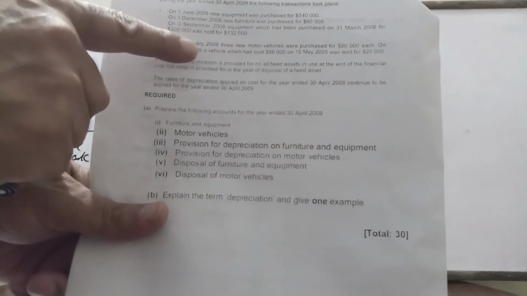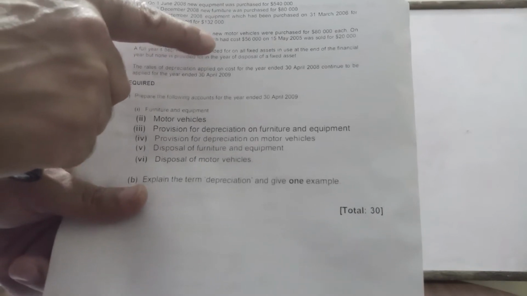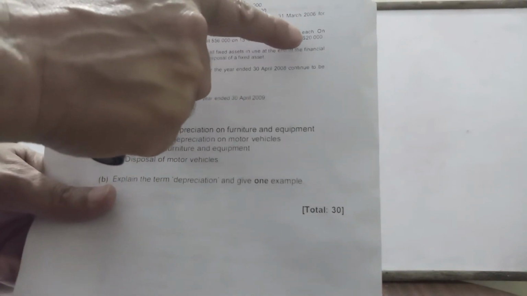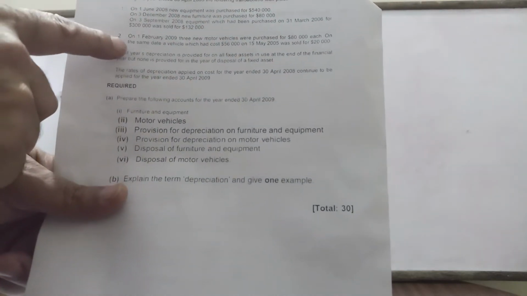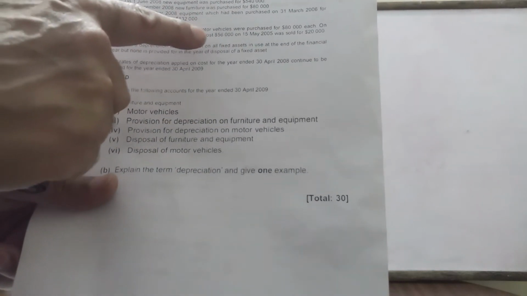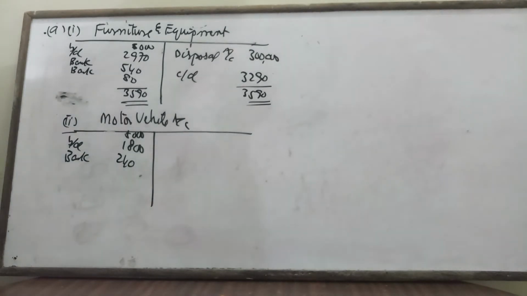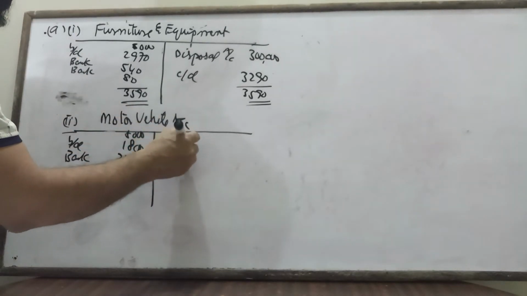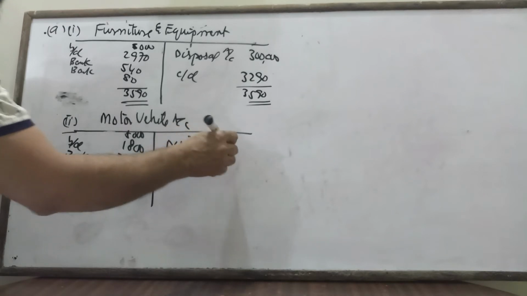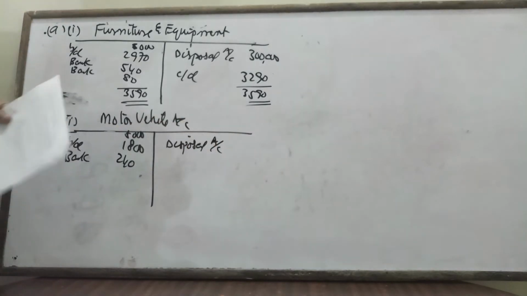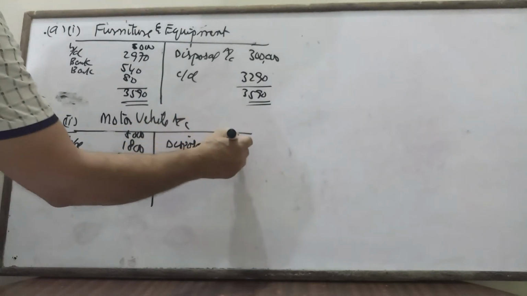On 1st February 2009, three new motor vehicles were purchased for 80,000 each, 80,000 multiplied by 3. On the same date, a vehicle which had cost 56,000 on 15 May was sold for 20,000. So we record the cost of the vehicle in the disposal account. In the motor vehicle account we cannot record the selling price. The motor vehicle which was sold had a cost of 56,000.